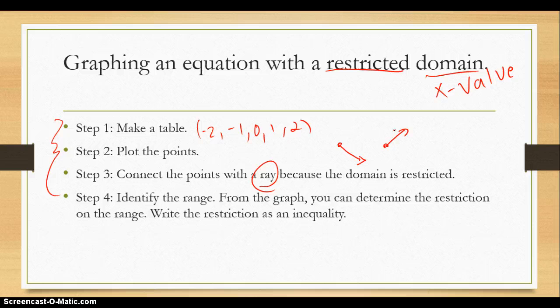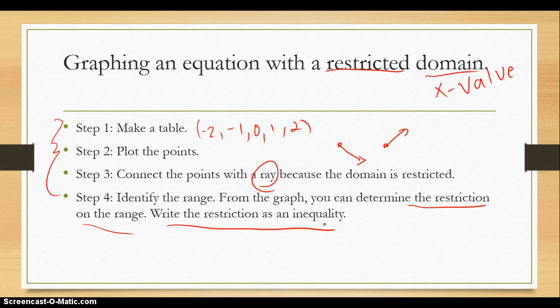And then identify the range. From the graph, you can determine the restriction on the range. So you're going to have to write a restriction on the range now, because the problem will give you the restriction on the domain. We're going to identify the restriction on the range, and then write the restriction as an inequality.